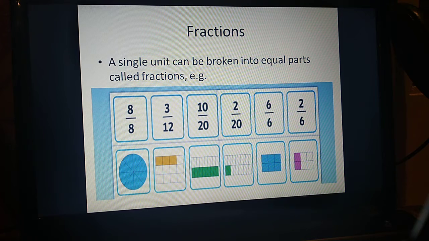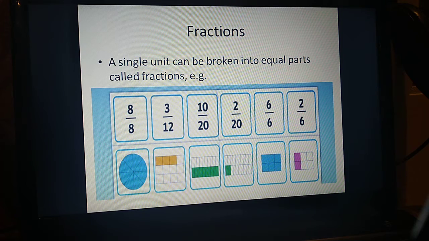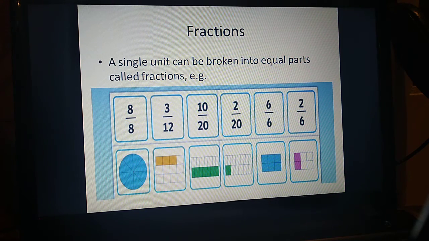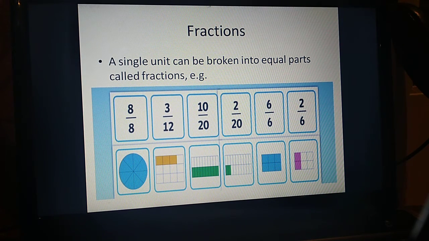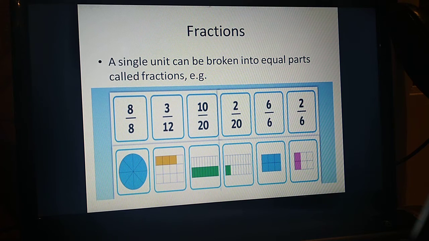Now the second fraction is 3 out of 12. We have a rectangle divided into 12 parts. When we color 3 parts, the fraction is 3 out of 12. The third fraction is 10 out of 20. I have a rectangle divided into 20 parts. When I color 10 parts of the rectangle, the fraction is 10 out of 20.